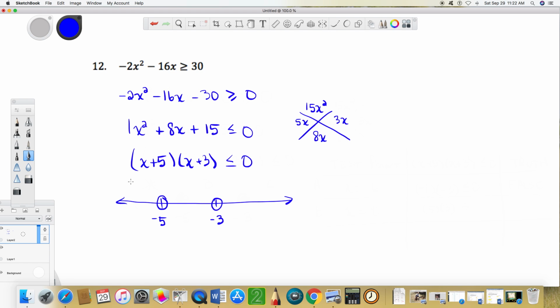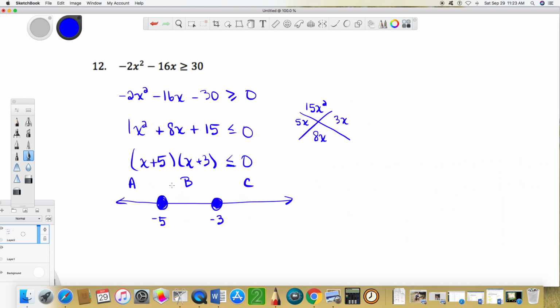So these two numbers divide my number line into 3 regions. I need to decide whether to shade or not to shade these endpoints. Do I want to include negative 5 in my solution set or exclude it? Since the arrow is underlined, since we have equality, we're going to shade this in, and it's going to be in our solution set, and the same with negative 3.